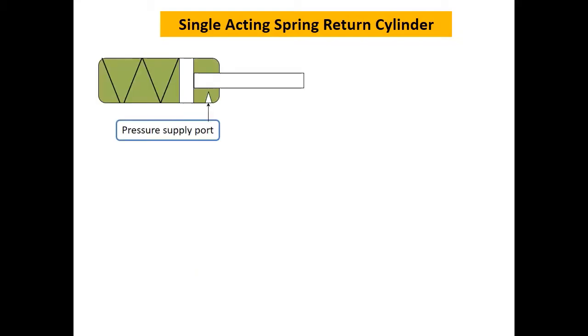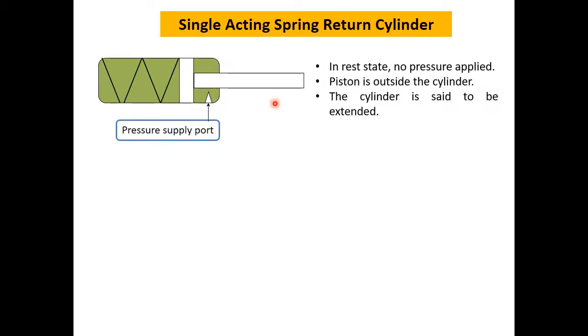Another type of single-acting spring return cylinder is shown in the figure here. Here, the spring is attached on the left side of the piston, while the pressure supply port is on the right side.